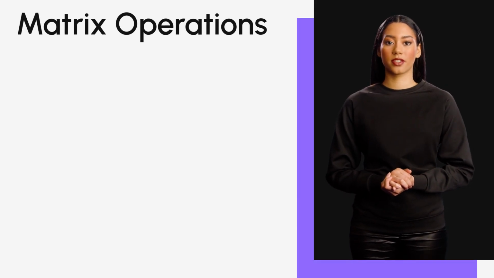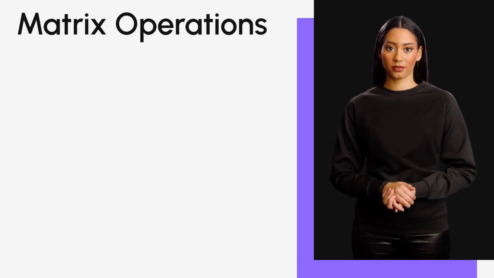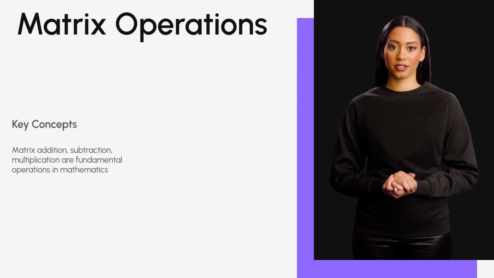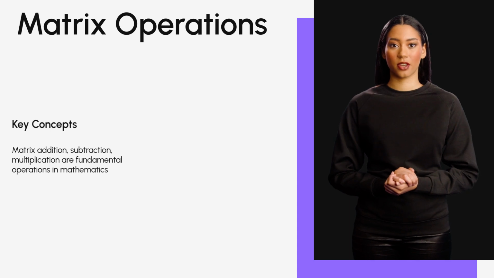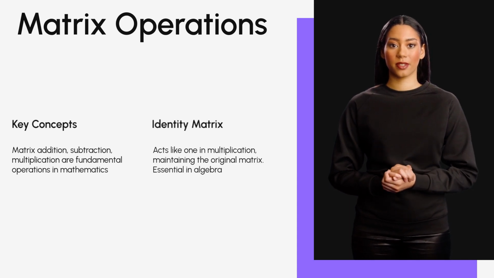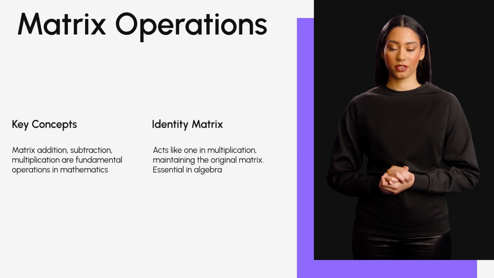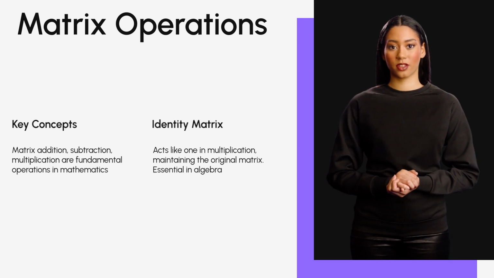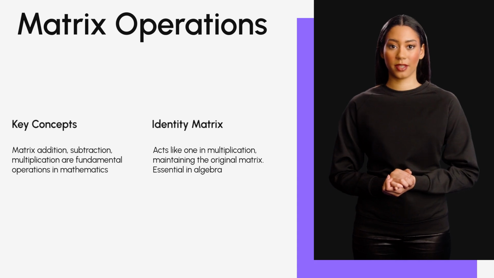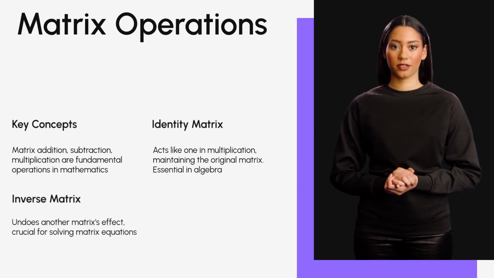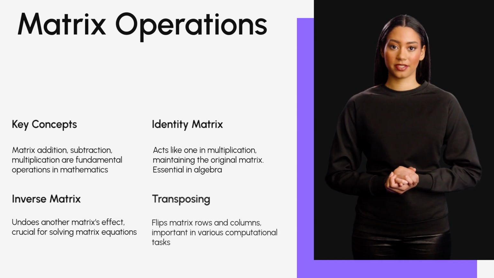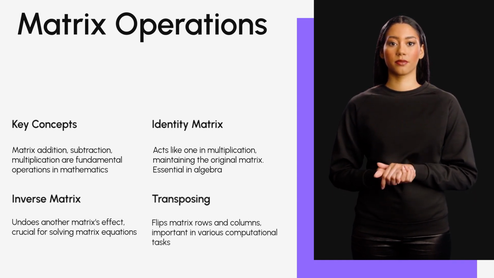Matrix operations include addition, subtraction, and multiplication. The identity matrix acts like one in multiplication, while the inverse matrix undoes another matrix's effect. These operations are vital in image processing and neural networks. Transposing a matrix flips its rows and columns. Mastery of these operations is essential for computational tasks.